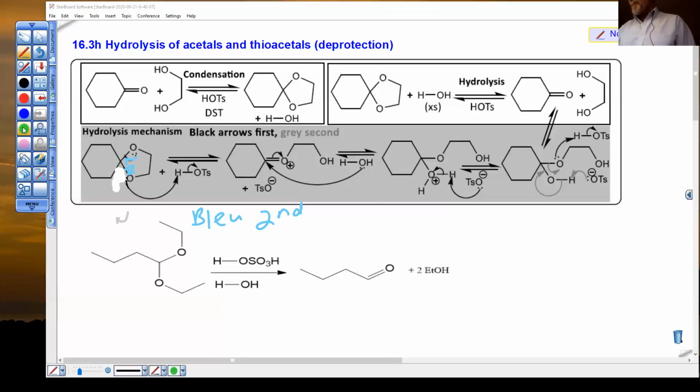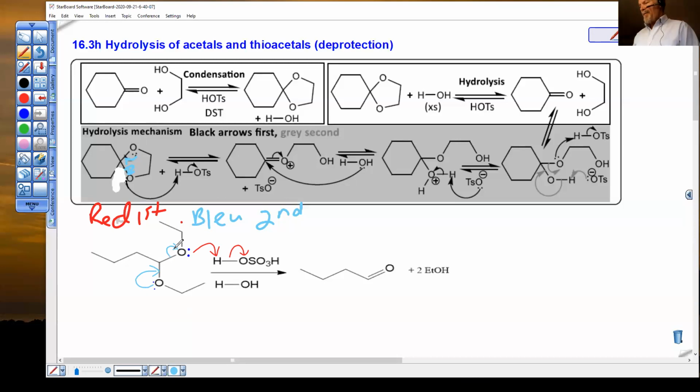What was the first step? We're going to do red first down here, blue second. The first was to protonate the O you want to leave, and there it is, protonating the O that I want to leave. The second was the lone pair on the O coming in, in baby blue, kicking off one of your ethanols.